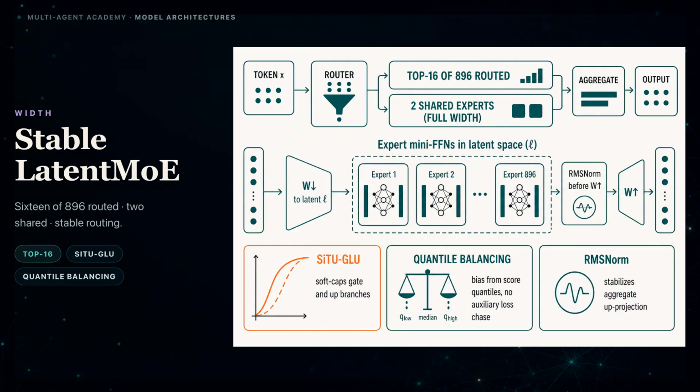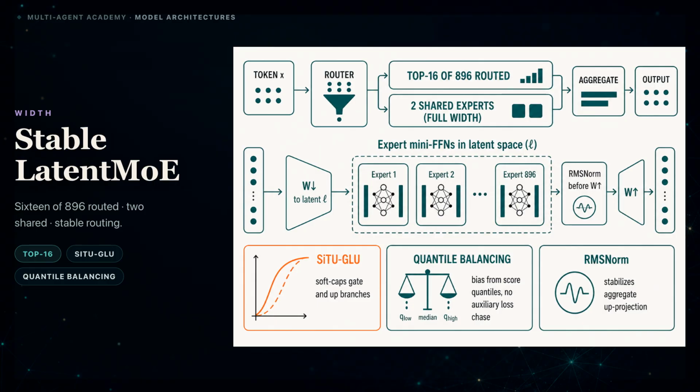Along width, much of the model's capacity sits in its expert layers. Each attention layer is followed by a stable latent mixture of experts. 2 shared experts process the full hidden width. The routed path first projects each token into a smaller latent space, runs the selected experts, normalizes their aggregate, and then projects it back to the model width. For each token, the router activates 16 of 896 routed experts.